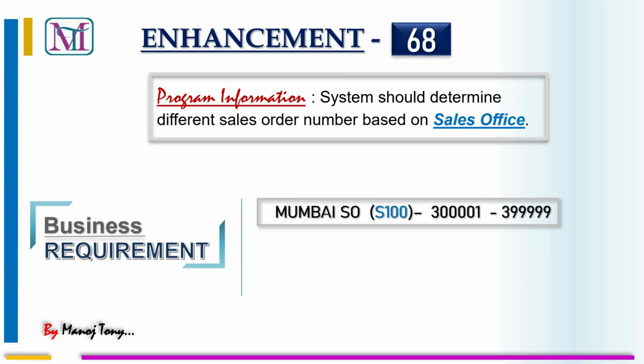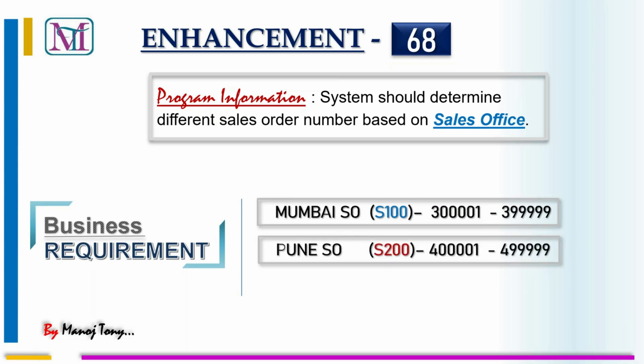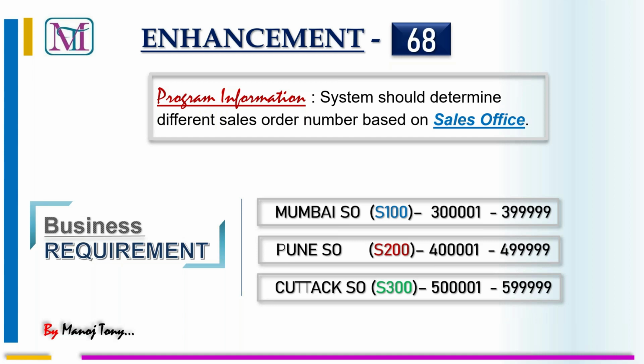So the business requirement is what? Suppose we have 3 sales offices: Mumbai, Pune, and Cuttack. So the sales offices are S100, S200, and S300. For the Mumbai sales office, system should determine 3 series, for S200 4 series, and for S300 5 series. So in this way, system should determine sales document number range.